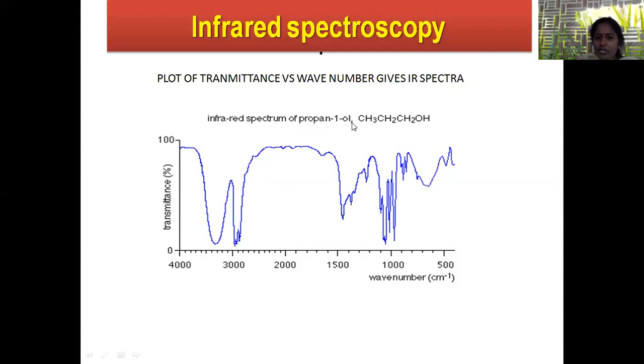Here an OH functional group is present. When an OH functional group is there, it gives a characteristic peak in the region of 3300 centimeter inverse. Because of this peak, it indicates we have an OH group present in the compound. In this way, we can identify it. So this is the sample IR spectrum of propan-1-ol.